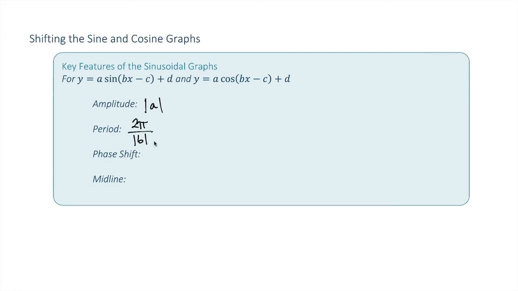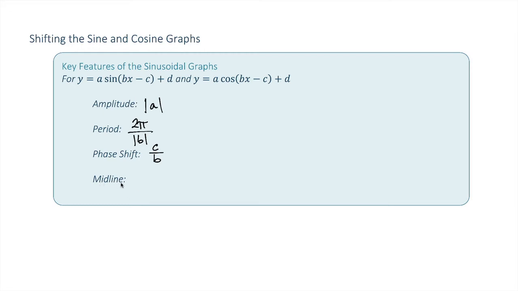The phase shift is c over b, and that really is just the x value that would give you 0 inside the parentheses. That's how I remember it instead of trying to memorize c over b. If you set this inside equal to 0 and solve for x, you get the phase shift. And this is a horizontal shift of our function.